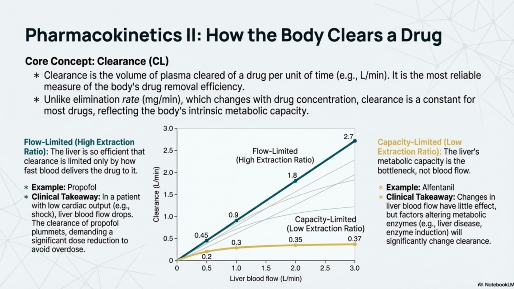And why is it important to use flow, not mass? Good question. We have to distinguish clearance from the elimination rate. The rate is measured in mass per time, like milligrams per minute. And that changes constantly. If you have a high drug concentration, the liver works fast. If it's a low concentration, it works slow. The rate is variable. But clearance, at least in first-order kinetics, which is most of our drugs, is constant.